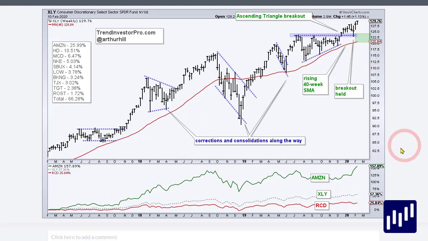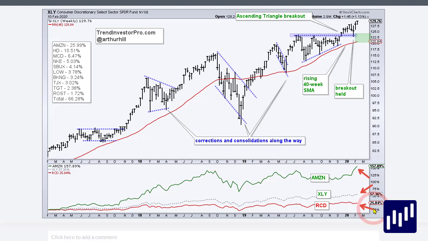And then if you look at the performance at the bottom, this is the performance since February 2017 for Amazon. It's up 158%. XLY is up 57%. And there you can see the lowly RCD, the equal weight consumer discretionary SPDR. It's only up 25%. But hey, 25% for a broad sector over a 3-year period is not shabby. It's just that Amazon is really powering XLY, and that's why it is up so much more than RCD.